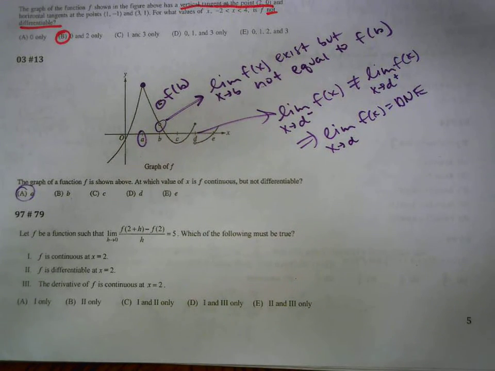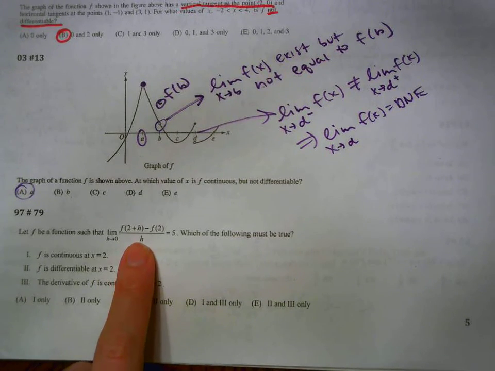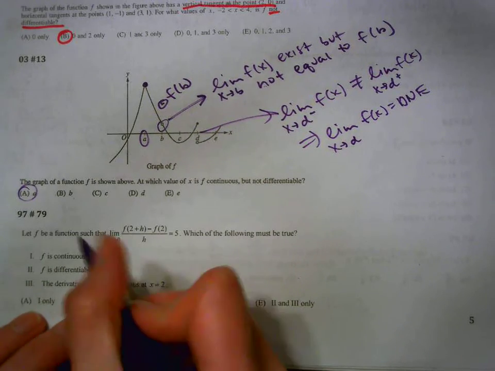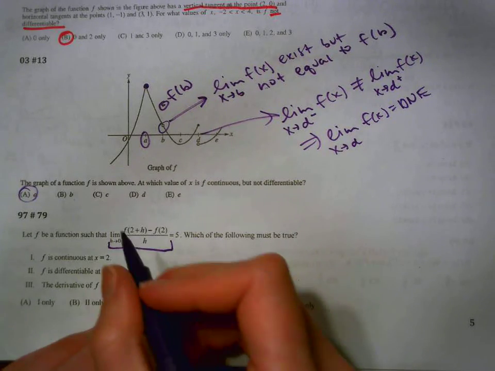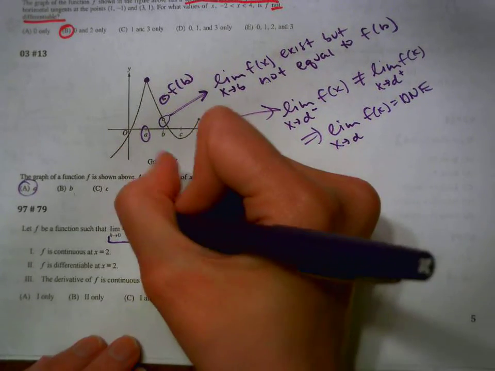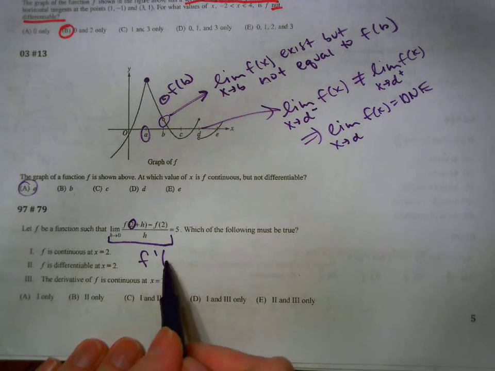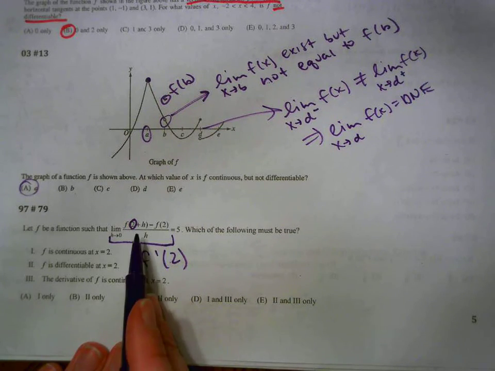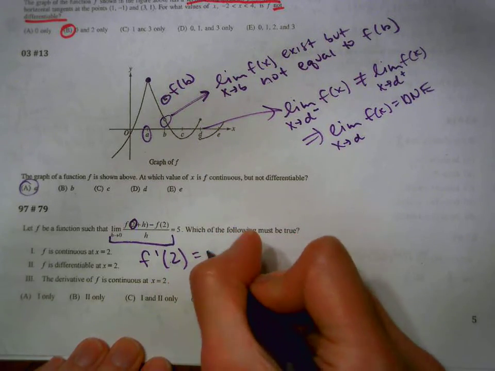Next one: let f be a function shown where, now you should recognize this as the definition of a derivative. Which of the following must be true? So when you see this, limit as h approaches 0, you read that as f prime of, and then whatever number you're adding to h is your x. So if they kept that x, you would write x, but if it's a 2, you write 2. So these two things are the exact same. This is just the formal definition of this. So what it's really saying is f prime of 2 equals 5.